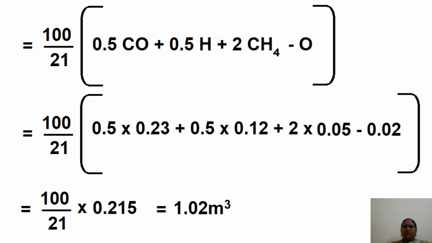Carbon monoxide 23% can be written as 0.23. Hydrogen 12% can be written as 0.12. Methane 5% can be written as 0.05, and the oxygen is given as 2% and it's substituted as 0.02. Finally, we arrive at the answer as 1.02 meter cube.